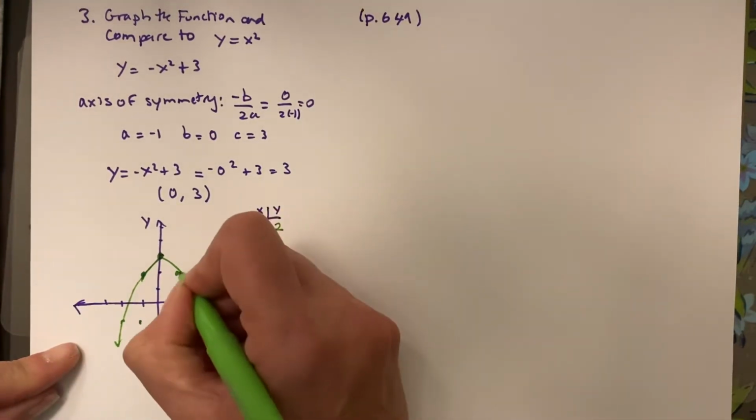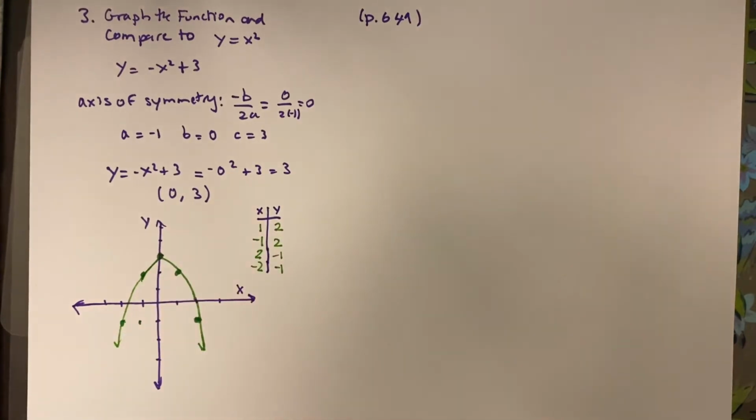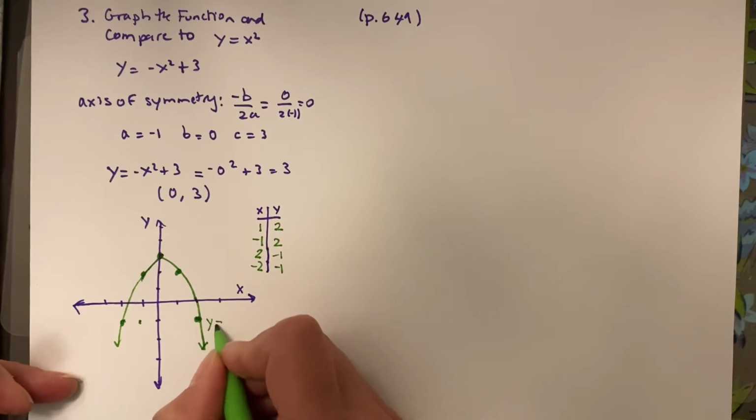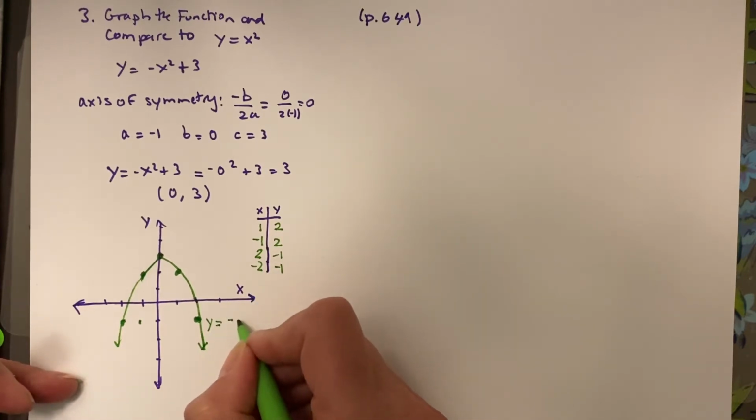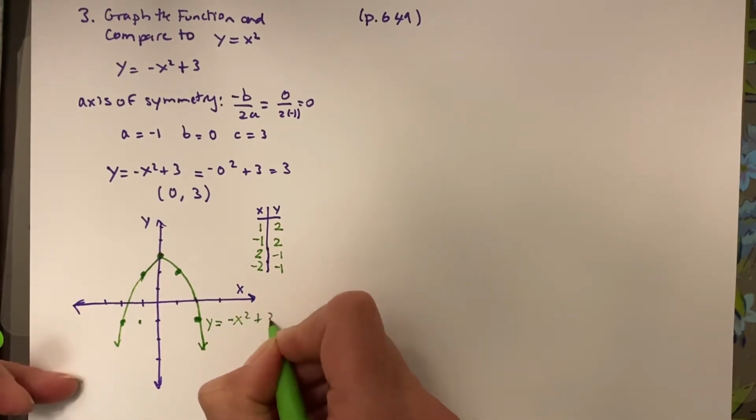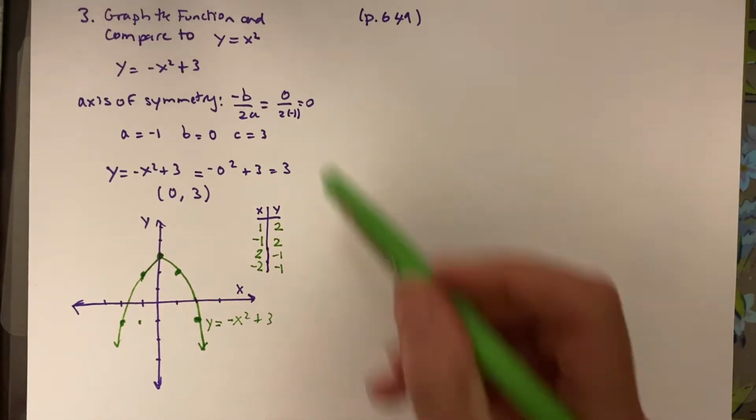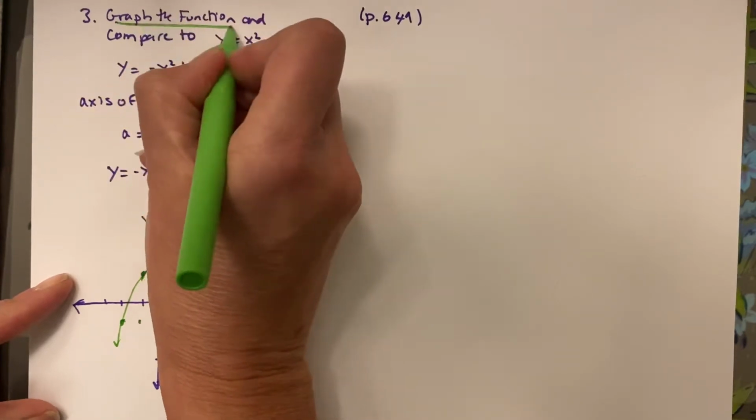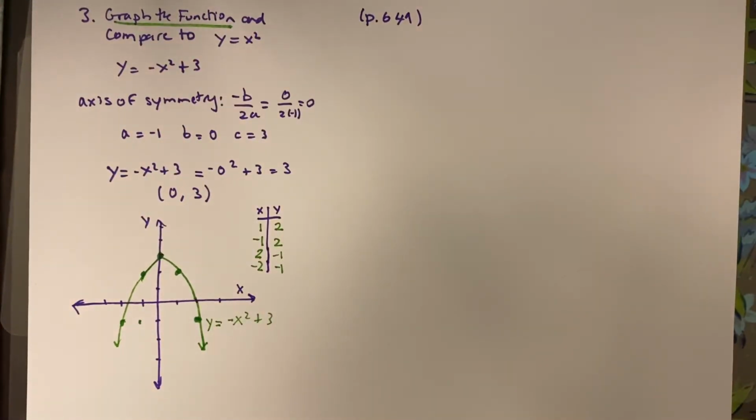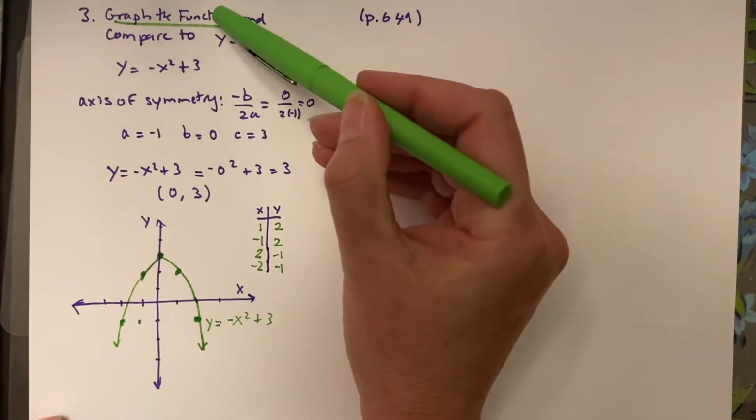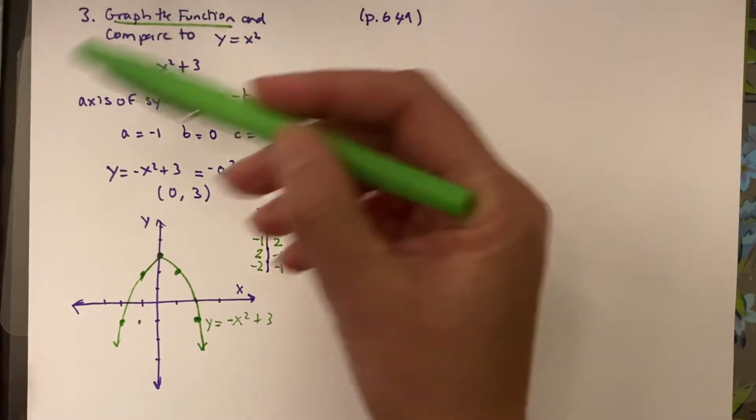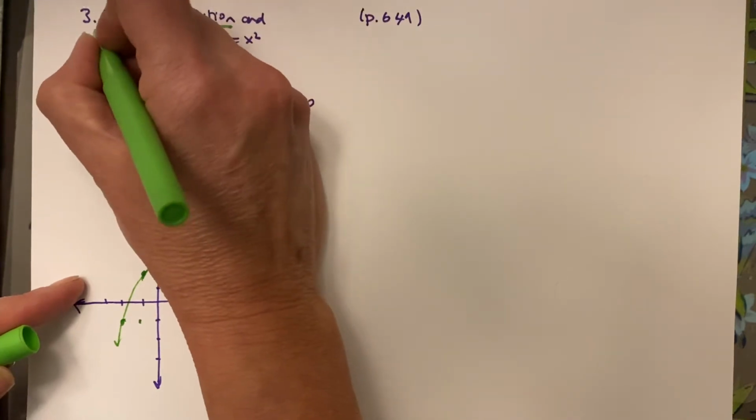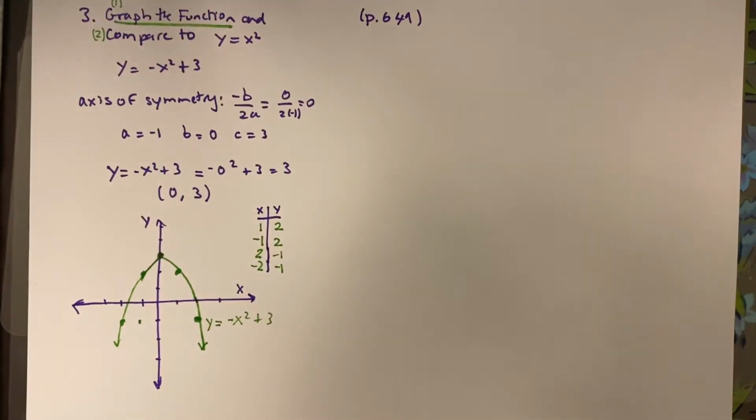Okay, so this is my parabola, y equals negative x squared plus 3. All right, I've done half of this. I graphed the function, right? But that's not all that I'm asked to do. I'm asked to do two things, and this is really important in your quiz. Graph the function is number one. Number two is I have to compare it to y equals x squared.